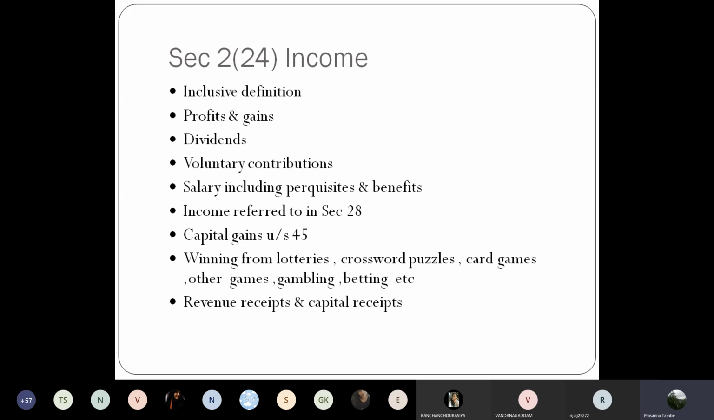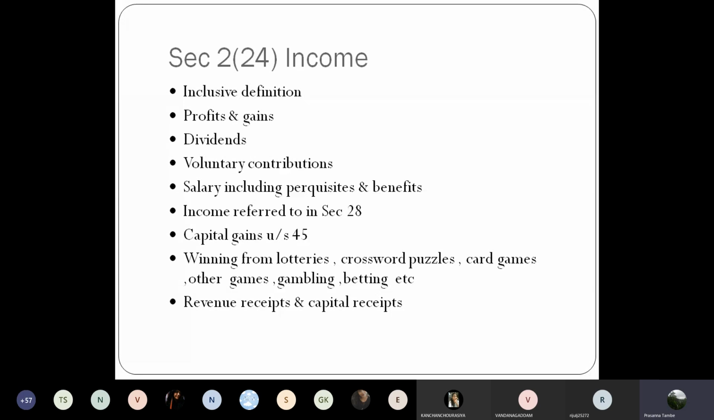Then income referred to in section 28. Section 28 deals with the scope of business income. You have a head called income from business or profession, profits and gains of business or profession, for which section 28 defines the scope of business income. There are several items included in section 28, which are also treated as part of income. We are going to discuss those items when we discuss income from business or profession.